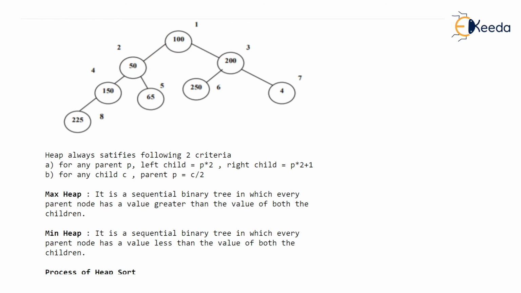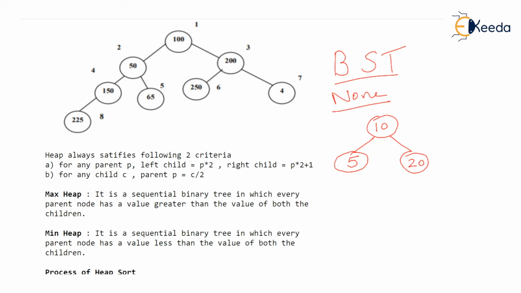Just think over it. If I give you a binary search tree, suppose, and I ask you which type of heap is this? Is this a max heap or min heap? You will say it is none. It is neither max heap nor min heap. Because in a binary search tree, the value stored in the left child is always less than the parent, and the value stored in the right child is always greater than the parent. But for max heap, the parent has to be greater than both the children. It can't be true in a binary search tree. And for min heap, the parent has to be less than both the children. That also can't be true in a binary search tree.